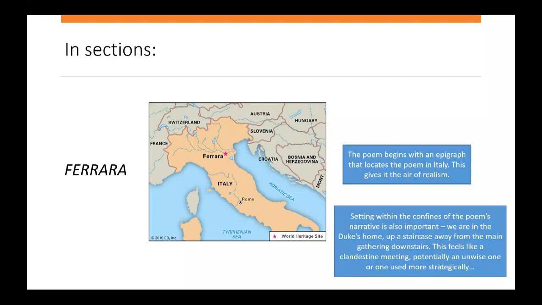The setting is important in the poem within the confines of the home as well. They're called the Duke's home, his castle. It may not have been described as such at the time, but this is going to be a big building that has its own courtyard and terrace and grounds. And we're inside the Duke's home almost voyeuristically. We've come upstairs, away from the main gathering, downstairs as well.